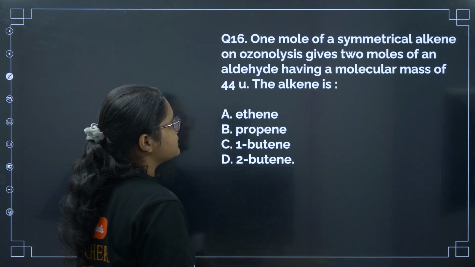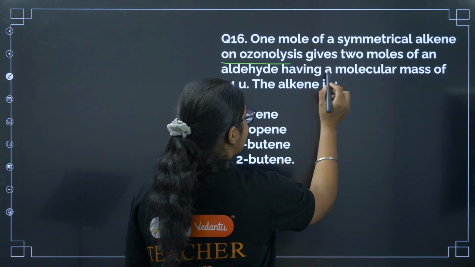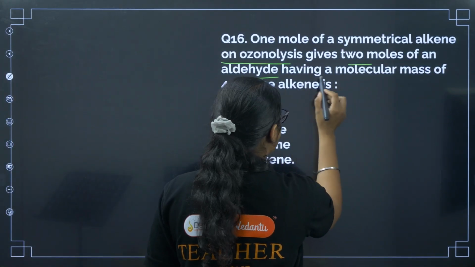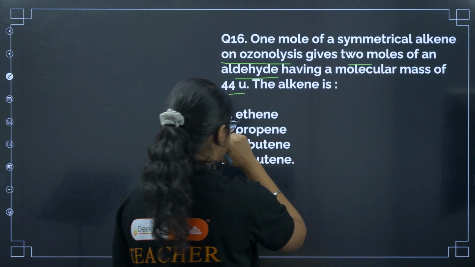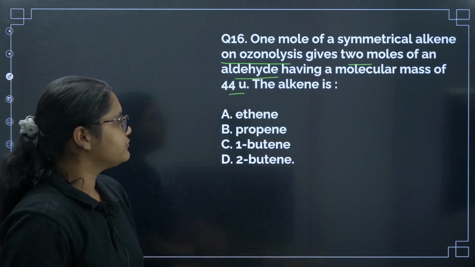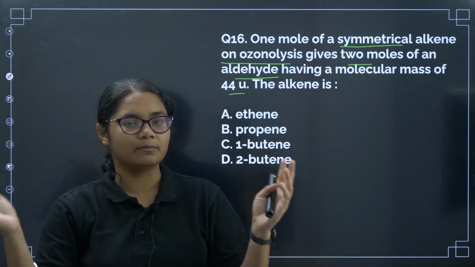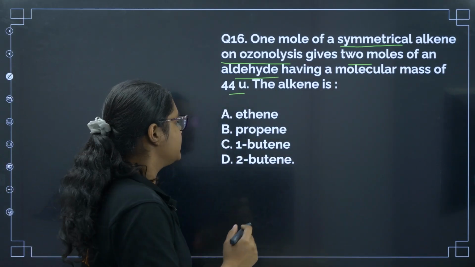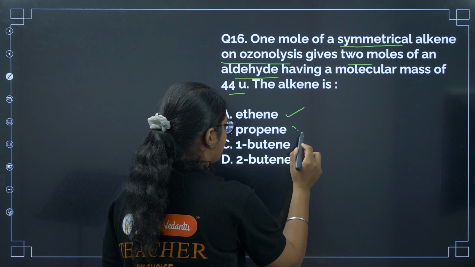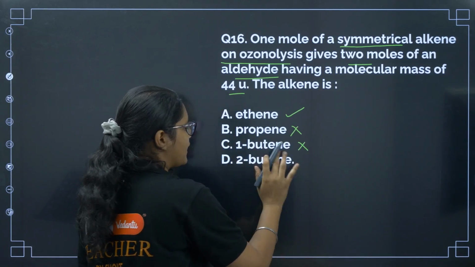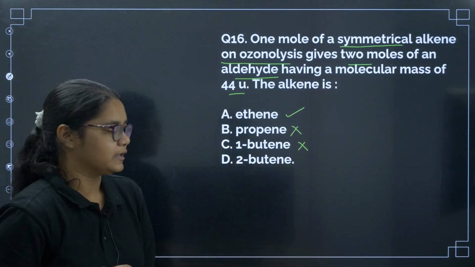Next, 1 mole of a symmetrical alkene on ozonolysis gives 2 moles of an aldehyde having a molecular mass of 44 u. The alkene is. First of all, the question says a symmetrical alkene. Symmetrical alkene means around the double bond both the groups should be the same. So ethene is a symmetrical alkene, propene is not a symmetrical alkene, and 1-butene is also not a symmetrical alkene.